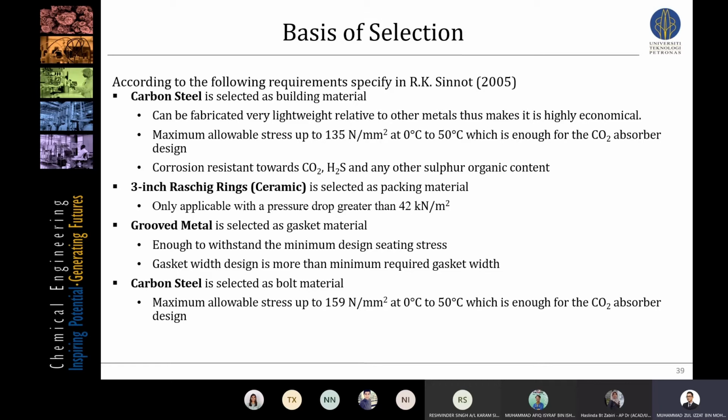3-inch Raschig rings, ceramic, are selected as packing material, only applicable with a pressure drop greater than 42 kN per meter squared. Groove metal is selected as gasket material, enough to withstand the minimum design seating stress, and also the gasket width design is more than the minimum required gasket width. And lastly, carbon steel is selected as bolt material, with maximum allowable stress up to 159 Newton per millimeter squared at 0 to 50 degrees Celsius.